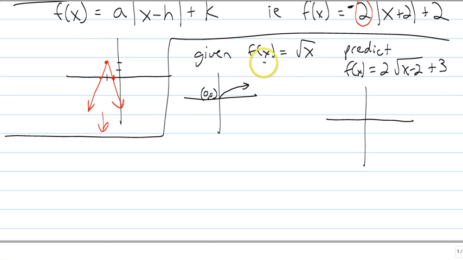So let's, given this function, square root of x, predict what happens with this. Well, first of all, this is kind of like the absolute value. Where do you think the vertex shifts to? Probably a positive 2 and a positive 3. So I'm going to start at the point 2, 3. And then this 2 stretches it vertically. This is the one people have problems with. Stretching it vertically pulls it upward more. So I'm going to exaggerate this. Instead of going normal, it's going to go like that more and stretch more vertically. So we would say this stretches a factor of 2.